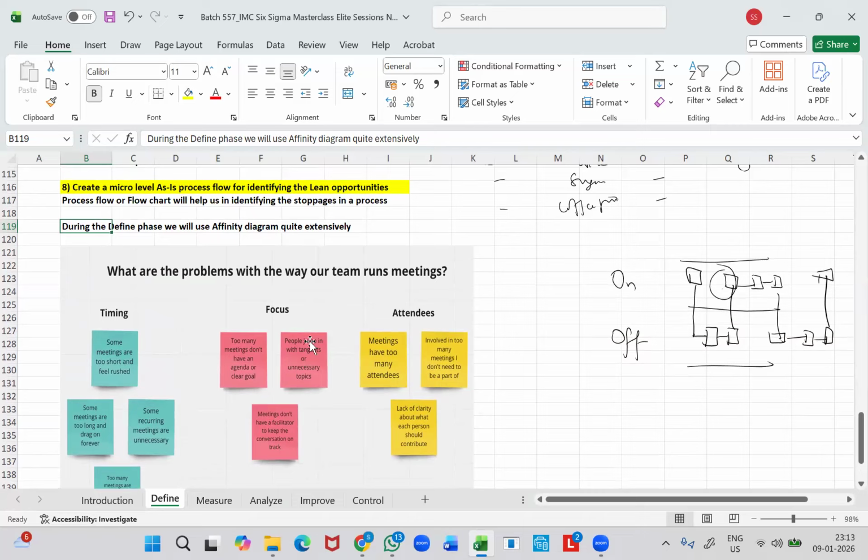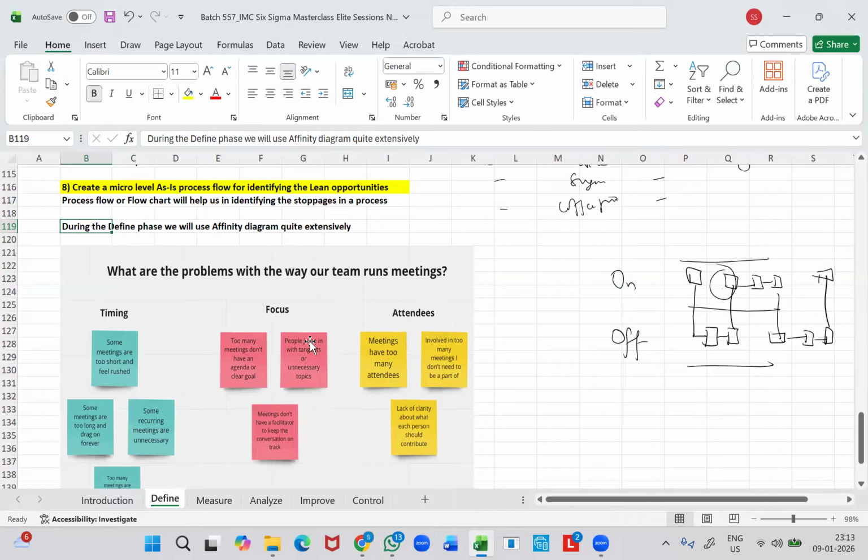So it's not as if this tool will not be used in some other phase as well, but in the define phase, we will be using this tool quite extensively because there are quite a few categorizations that we will perform as part of the define phase. Since there will be a question asked with regard to this, I'm providing you with this information so that you can also understand how this affinity diagram will actually look.